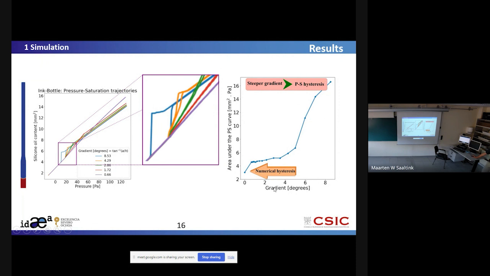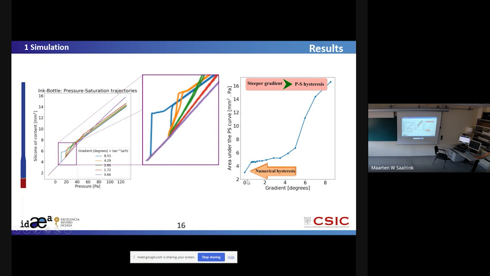In the figure to the right, the x-axis is gradient and the y-axis is area under the curve. What does it mean? We calculated the area under this hysteresis loop for each gradient and tried to plot it. What we observe is that, of course, for a higher gradient we have a larger area, meaning a larger hysteresis loop. But as we decrease our gradient, this area starts to decrease. It decreases quite precipitously, and it goes almost flat.